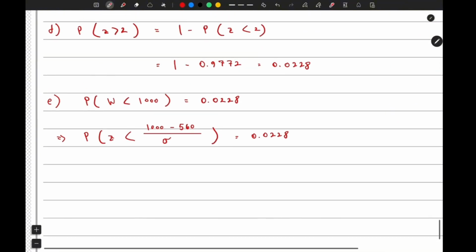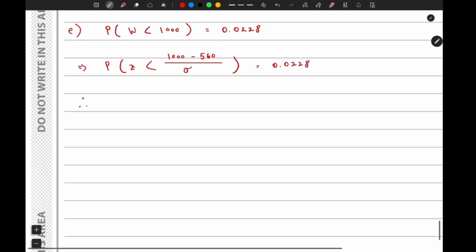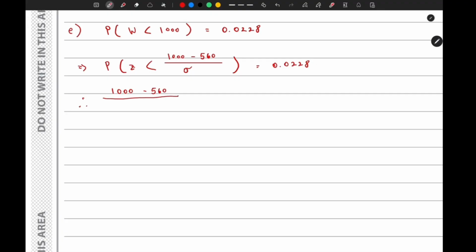So when the probability of Z is 0.0228, the value of Z will be 2, as we have found from the previous question. So we can say that 1000 minus 560 over the standard deviation is 2. So from this we can find out the value of the standard deviation, the maximum value for the standard deviation. So the maximum value for standard deviation will be 220.